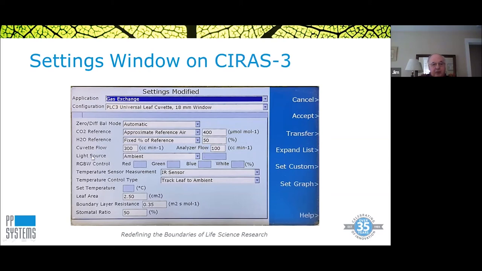In this case, you're using an ambient light source. So it's just going to use sunlight, so you don't have to worry about color of light. Your temperature sensor measurement, I fill my cuvette windows with leaves, so I use the infrared sensor. And in this case, I'm controlling leaf temperatures so that the leaf temperature is tracking ambient temperature. And then your leaf area, your boundary layer resistance, and your stomatal ratio. So that's what your settings window looks like. It's really easy to set all these things up.